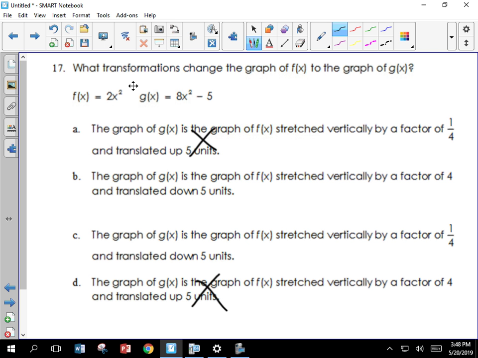Now, how do you go from 2 to 8? Well, you multiply by 4. Now, which one of these shows a factor of 4? This has a factor of 4. This one has 1/4. So this tells us that B is our option.